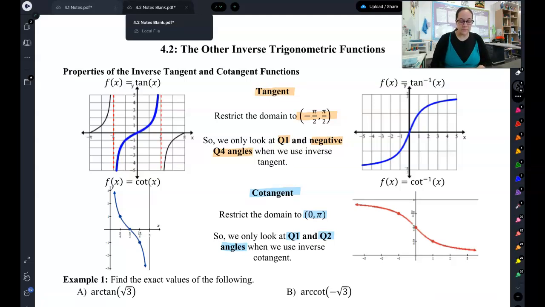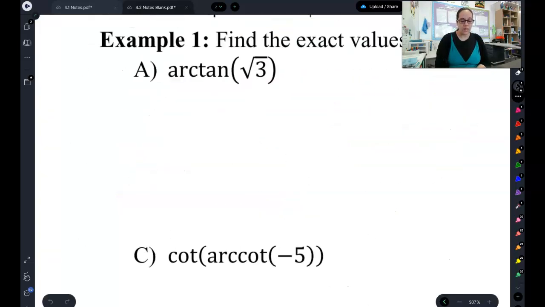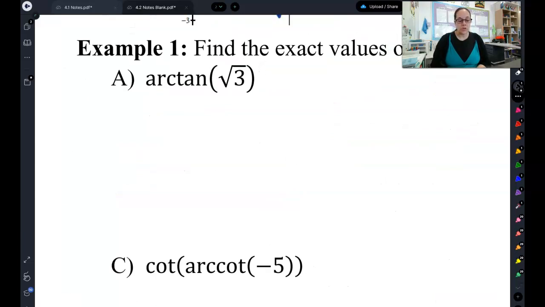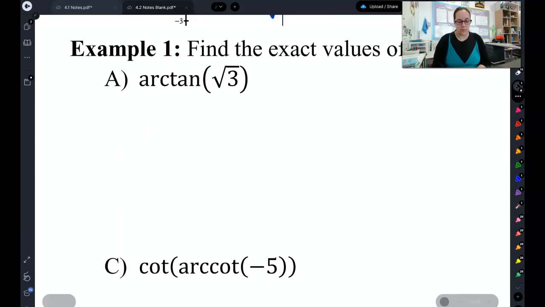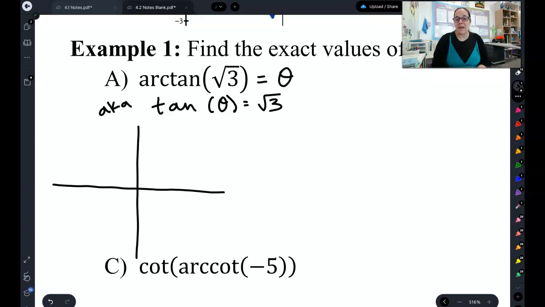So now that we've talked about tangent and cotangent, let's practice finding them. Right now we're going to start pretty basic. We want arctan of root 3, just like we did in yesterday's lesson and last time. Set that equal to theta. So that is the same thing as tangent of theta equals root 3. So we are looking on the unit circle for where the tangent value is square root of 3.